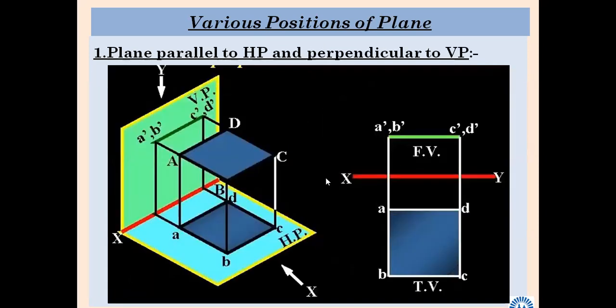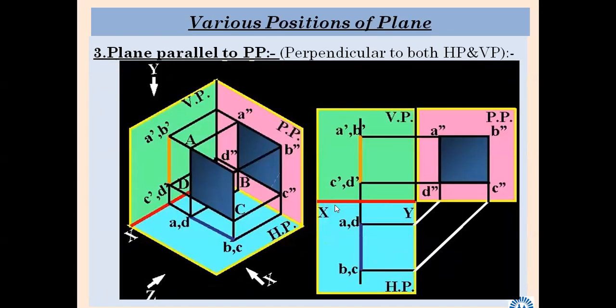The plane which was parallel to HP, what is its relation with VP and PP? Perpendicular. Again, it is remaining perpendicular. You can see here. So if it is parallel to one of the planes, it will remain perpendicular to the others, similar to the line chapter. If you have understood the first chapter, this chapter is very easy. So this we have seen.